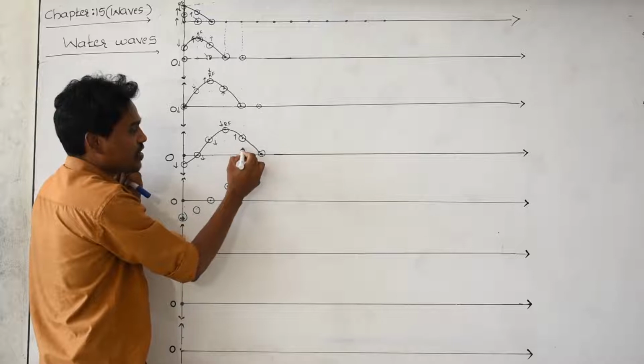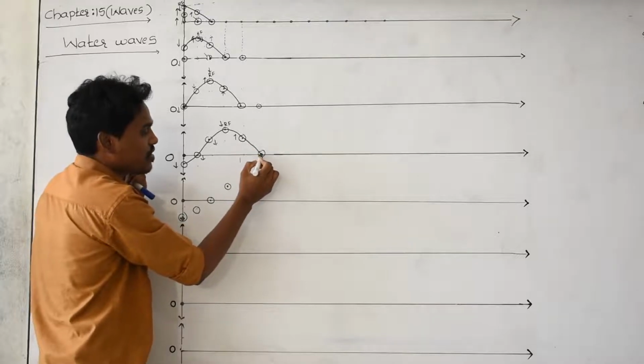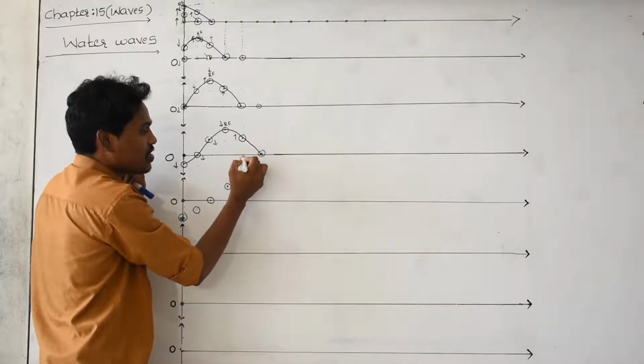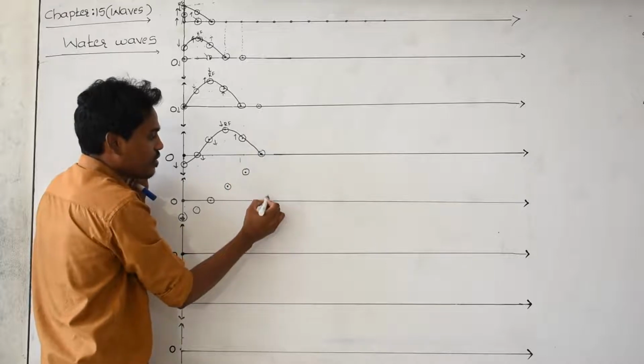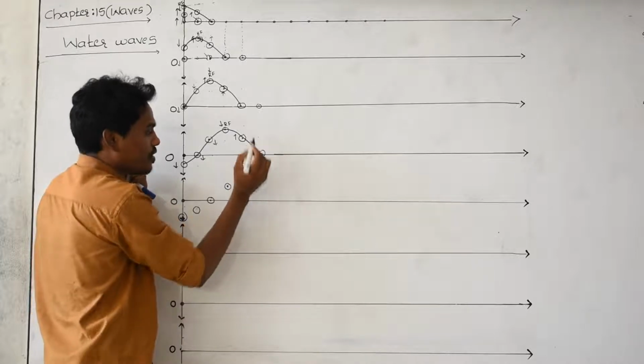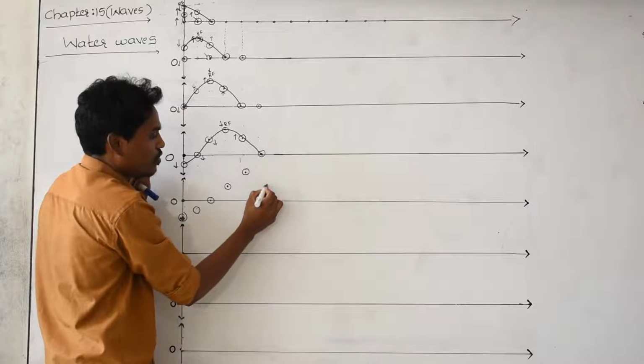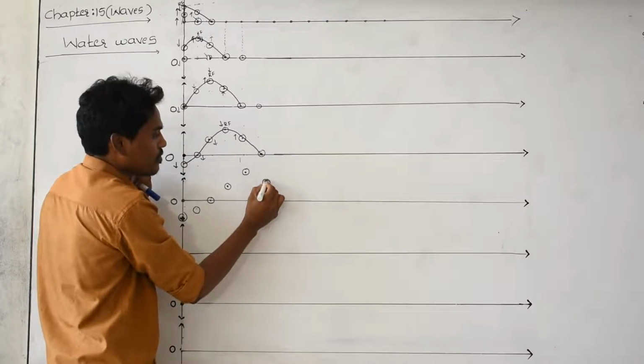And the disturbance given by this particle just reaches to this one. Now it is disturbed by this particle. Therefore, it is moving from this point to this point. I am showing here this point to this point.